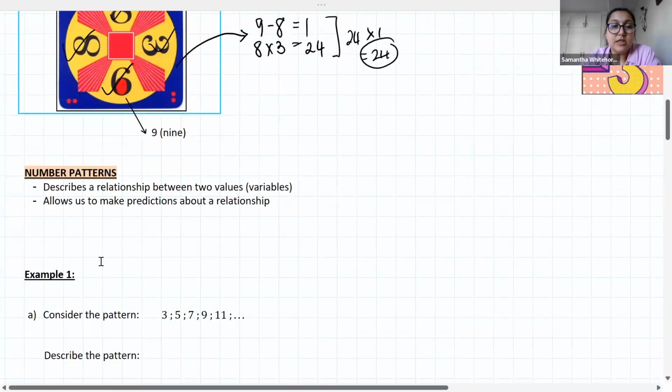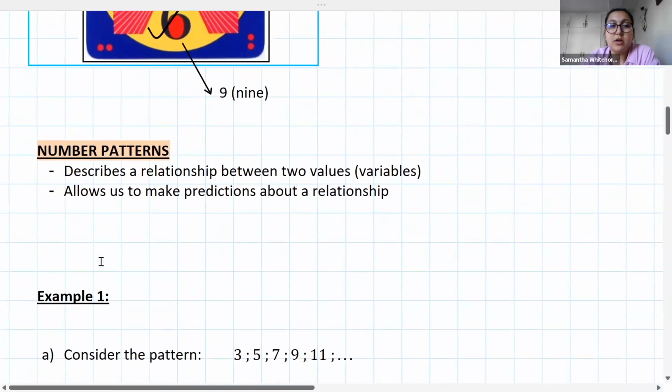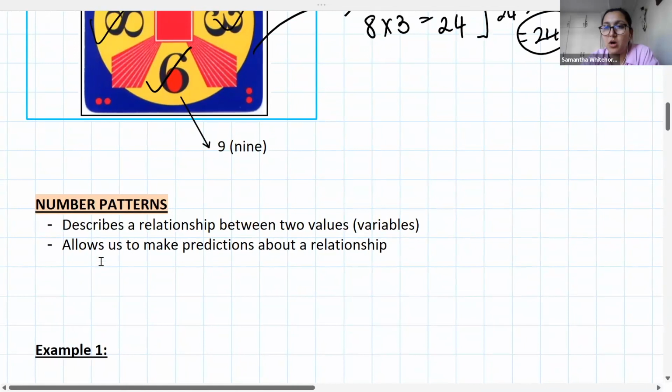Right, so guys, essentially, like I said, we've done number patterns, so I'm not going to go on too much about what a number pattern is and how we identify it. We know, but we are going to work with number patterns and answer some number pattern questions, because honestly, if you can do number patterns, you can do relationships, which means that you can do graphs or functions.